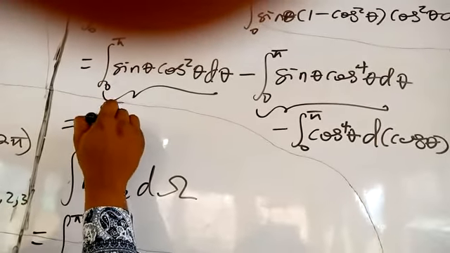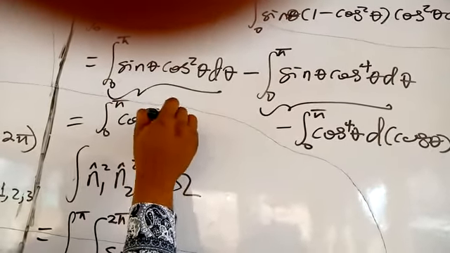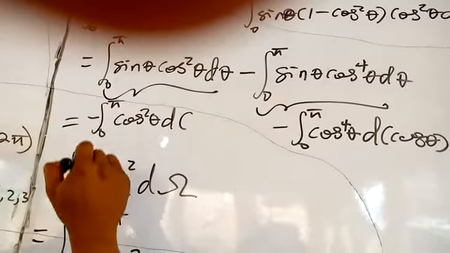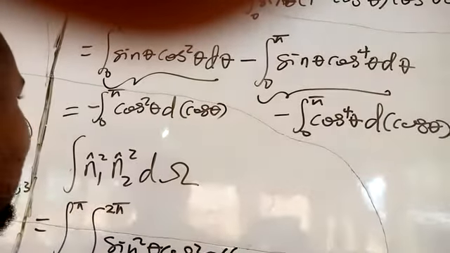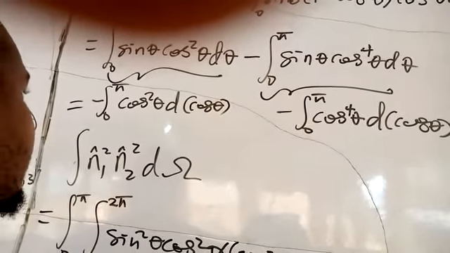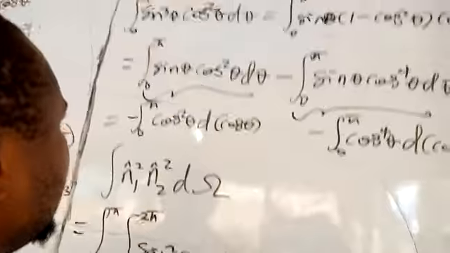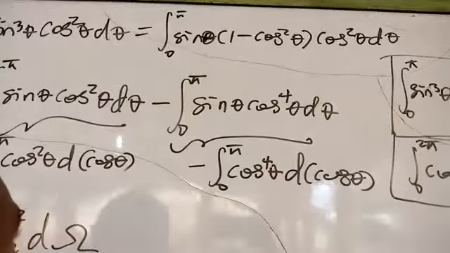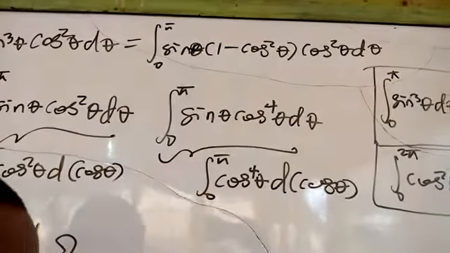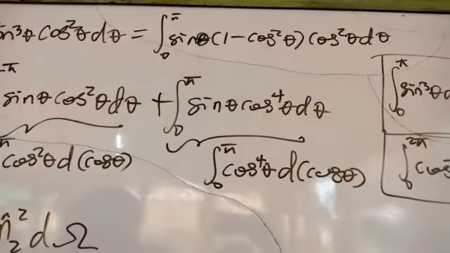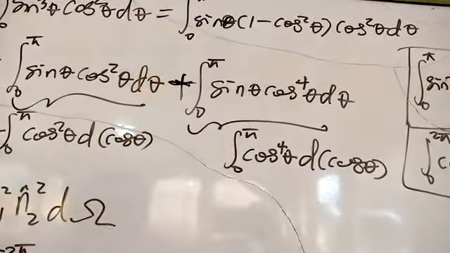And the same trick, of course, is going to apply here. 0 to pi, this will become cos squared theta, but then d, so I'm going to get a minus sign, d of cos theta, right? Exactly. So at this point in time, we can see that this one is going to cancel that. So that will simply be plus, because the two minuses will multiply themselves.